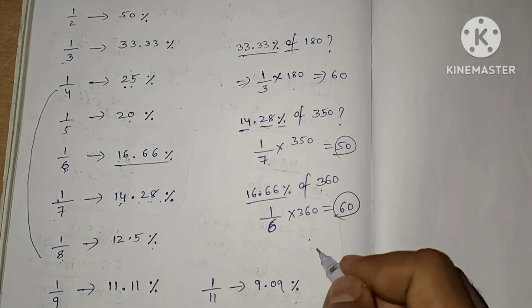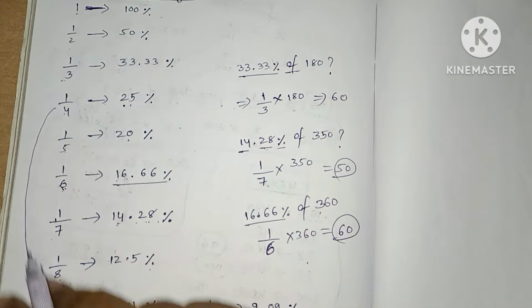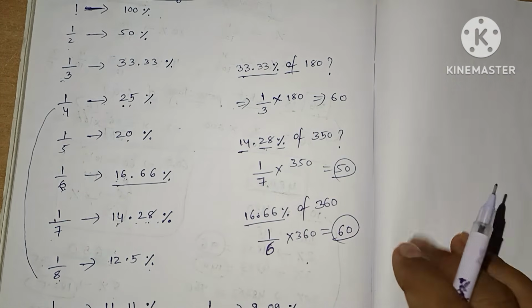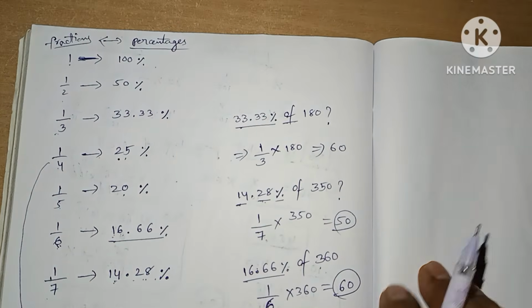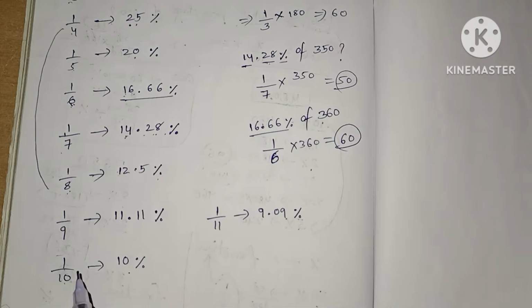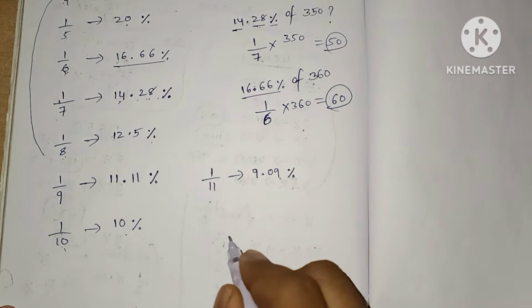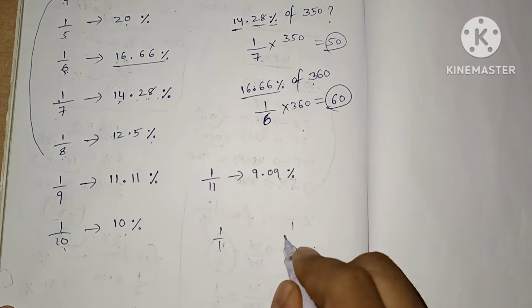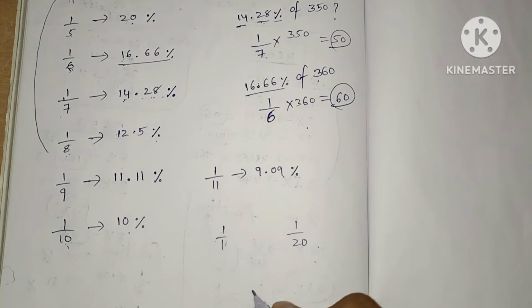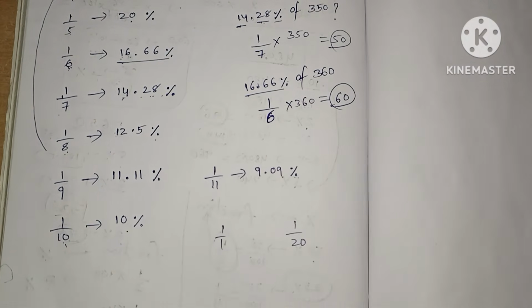Okay. So this table is very useful. So we need to learn this table by heart. We need to learn by heart not only 1 by 1 to 1 by 10, we need to learn by heart 1 by 1 up to 1 by 20. I will give you the full table of this one here.